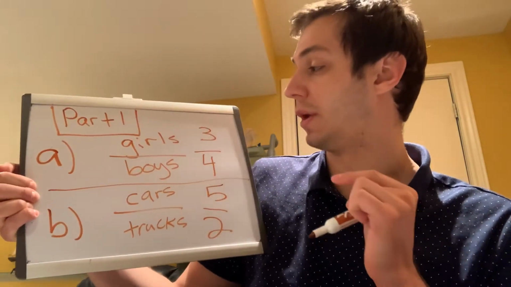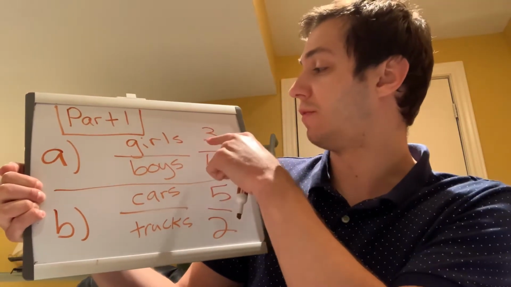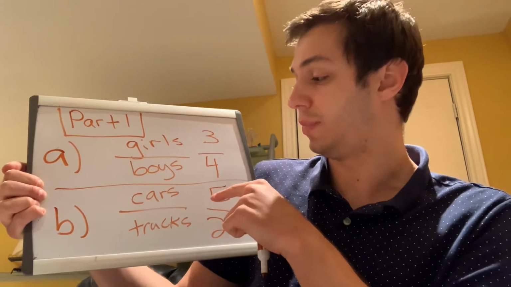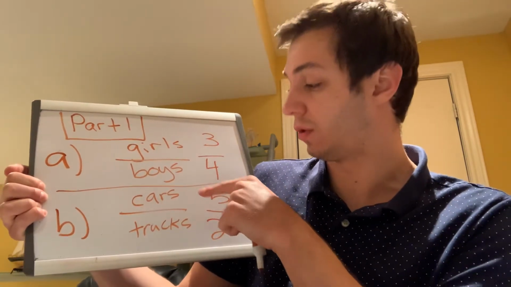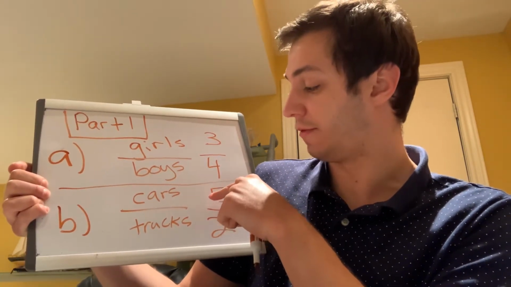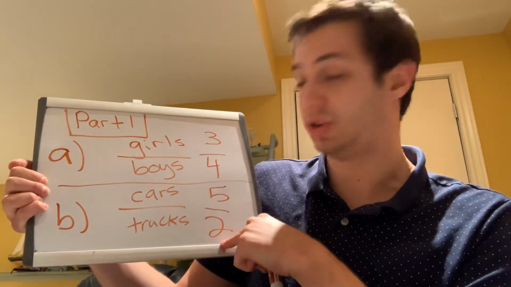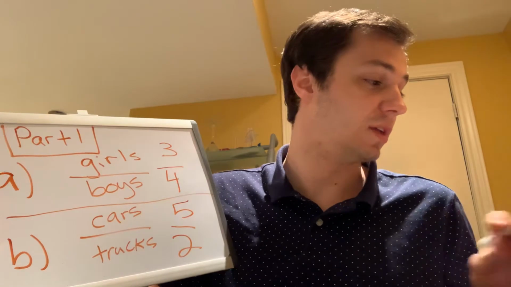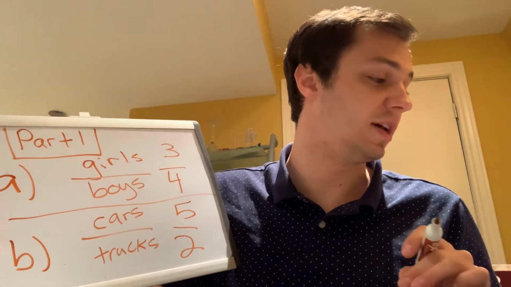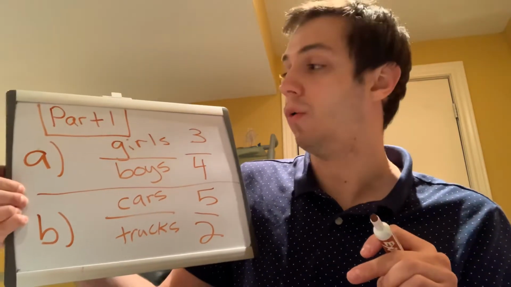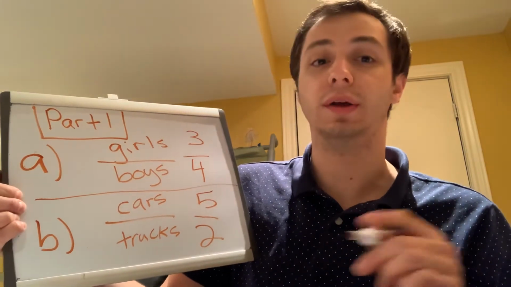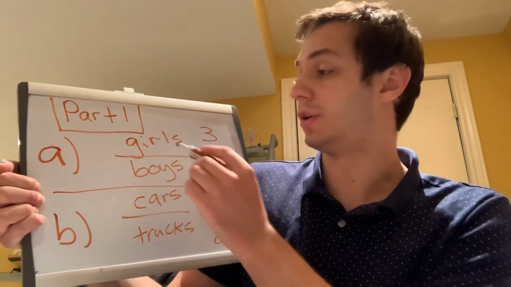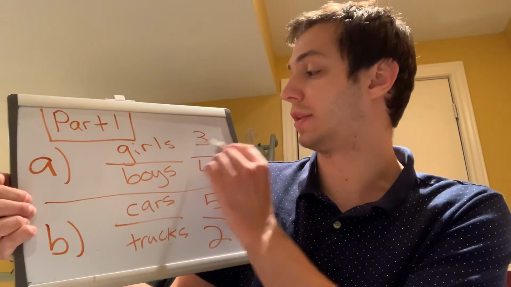Once again, in part A, we had to write for every 3 girls, there were 4 boys. And then for part B, we wrote the ratio for the sentence that there were 5 cars for every 2 trucks. So what I want you guys to do now is to work on problems C, D, and E. Once again, you're going to put the words into a fraction, and then whatever word you put where, you'll have to put the correct number.